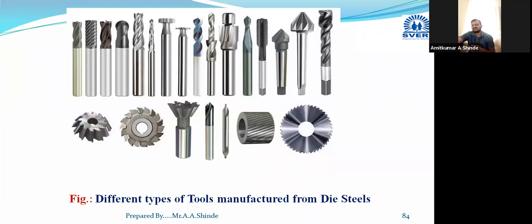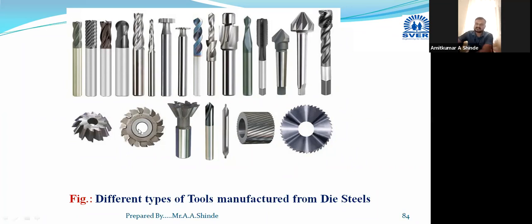In short, the different types of tools which we use are manufactured with the help of die steels. Drills, reamers, and some taps are also there. Then some files can also be manufactured with the help of this die steel only.